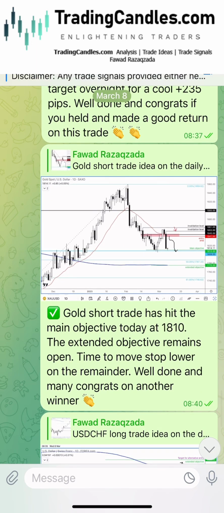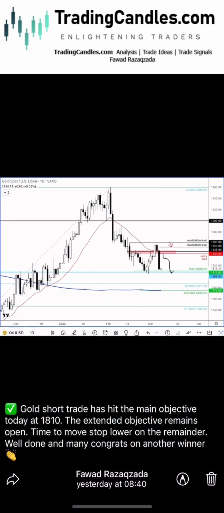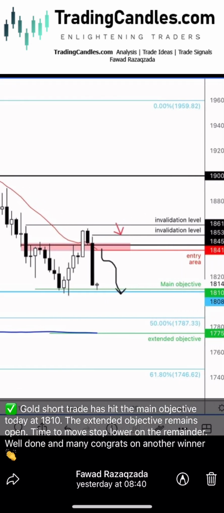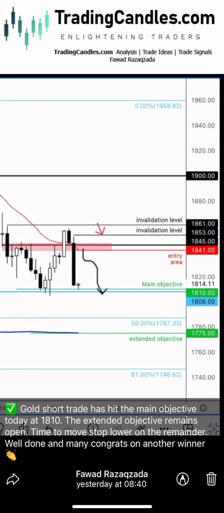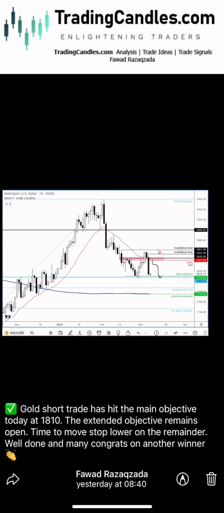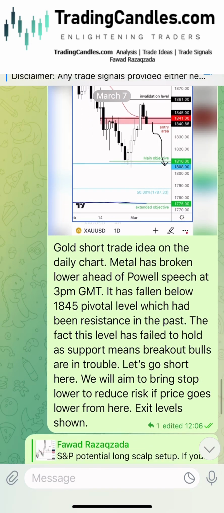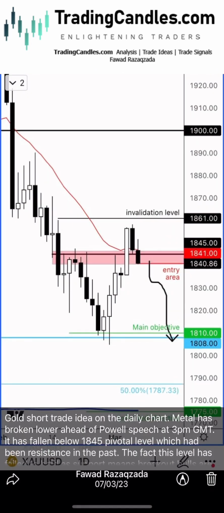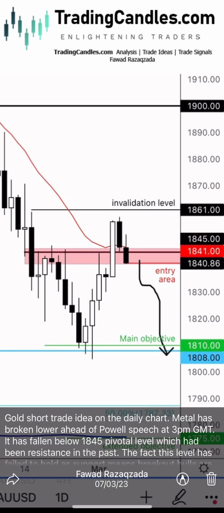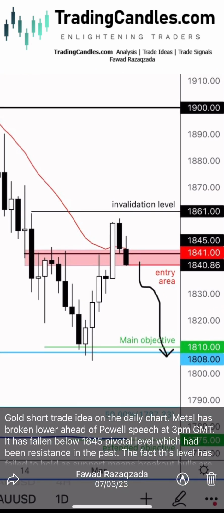This was gold. Gold dropped to our main objective. Just as well that we chose that level because it bounced nicely from there, didn't it? And the reason we went short was given here. But looking at the chart, this black line here at 1845 should have held as support after price broke above it a couple of days before this was issued.